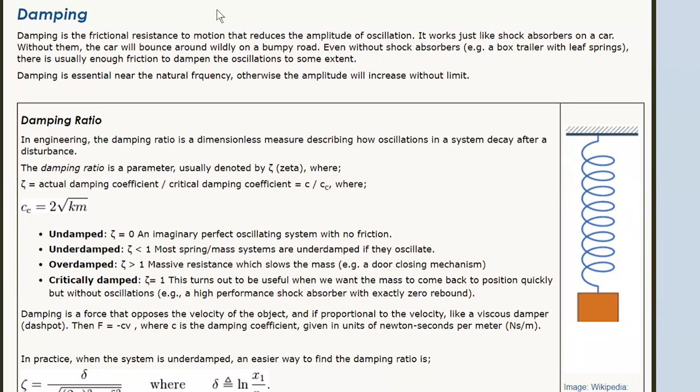For example, shock absorbers in a car have that job exactly, because without shock absorbers, if you're going on a bumpy road, the car would be bouncing, and sometimes it would be bouncing increasingly. You go higher and higher and higher until you just about jump out of the car. So shock absorbers in a car help the car to reduce the bouncing.